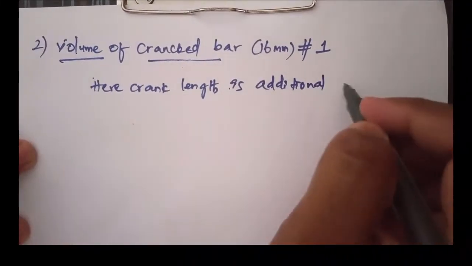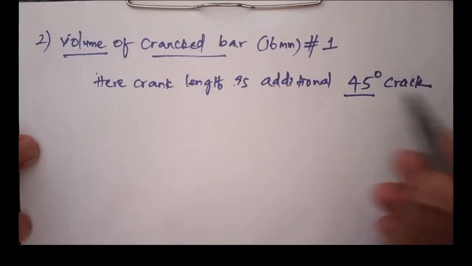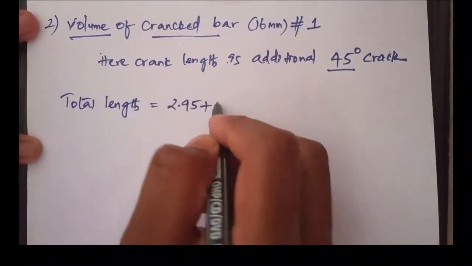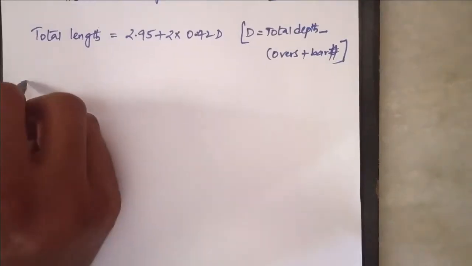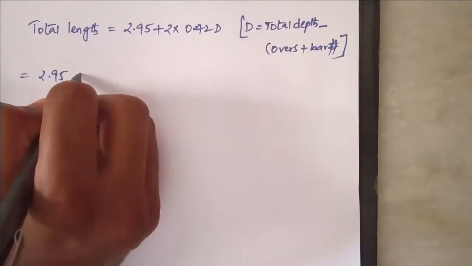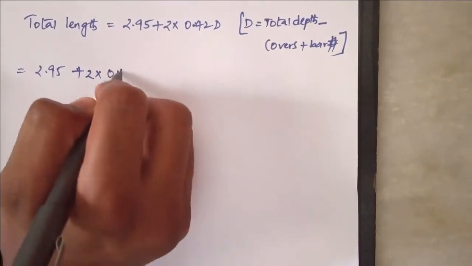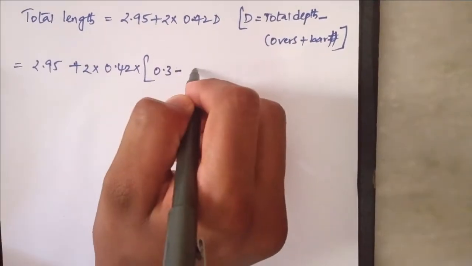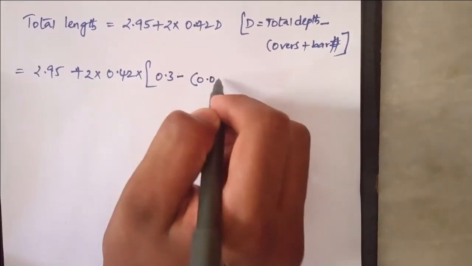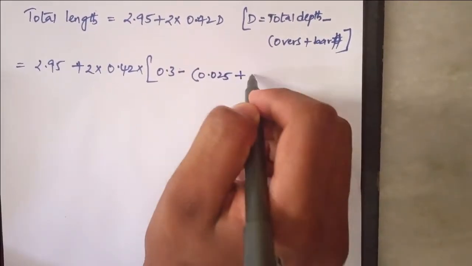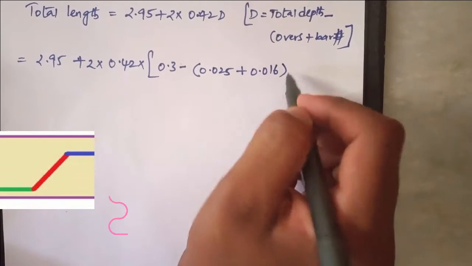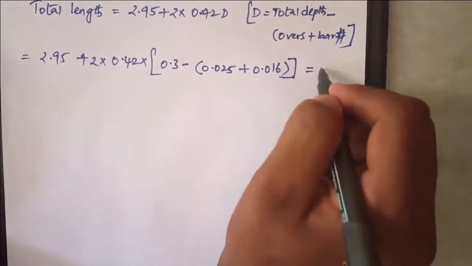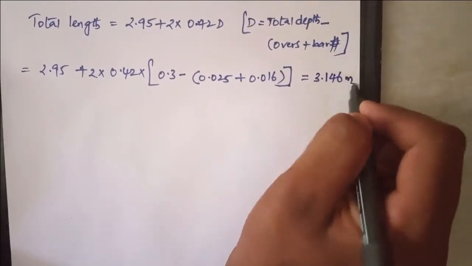Next for the cranked bar. The cranked bar is cranked at 45 degrees. Then the total length of the bar is 2.95 plus 2 into 0.42 D. D means total depth minus covers plus bar diameter. It is the crank distance, 0.42 D. 0.3 is the depth of the beam, minus covers plus bar diameter. You get the crank distance. Then length is 3.14 meters.